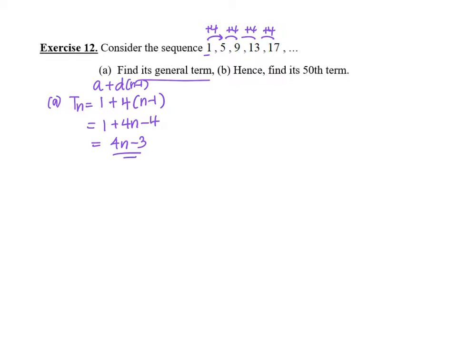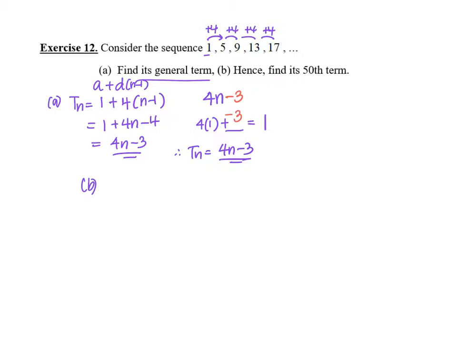Or method number 2: you can say, I'm adding 4, so it'll definitely be 4n. But when n equals 1, the first term is 4 times 1, plus what number to give you the number 1? In this case, it has to be 4 minus 3 to give you 1. So my pattern will be 4n minus 3. Therefore, Tn is 4n minus 3. Have you gotten the answer?